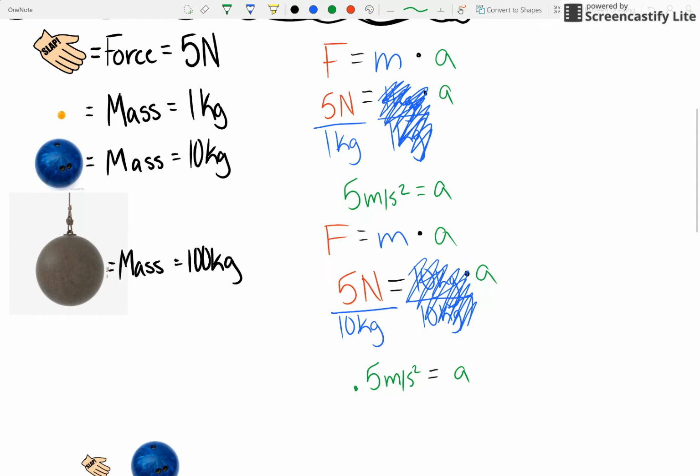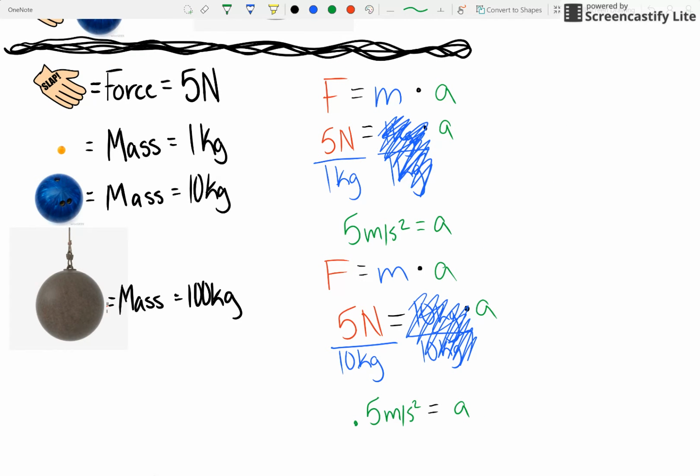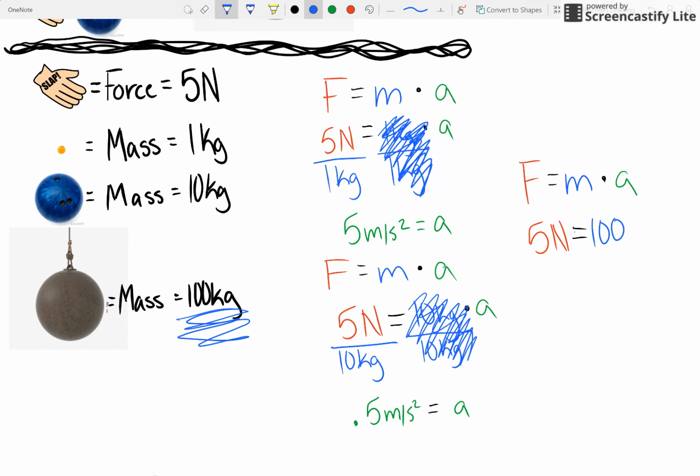Just to check and do this one more time, we're going to do the wrecking ball. So force equals mass times acceleration. Again, my force has stayed constant. It hasn't changed. That's 5 newtons. Equals my mass. My mass I'm going to get from over here. That's 100 kilograms times acceleration, which is my unknown. That's what I want to get to know.